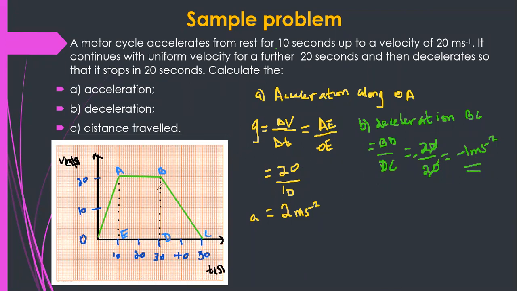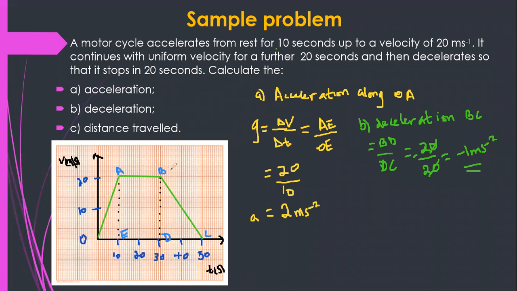So basically, you are taking the gradient of the motion. When you have to calculate the acceleration from a velocity-time graph, we take the gradient of the motion, the first motion along OA here. If you have a line like this, and then the deceleration, you take the gradient also as well. And gradient is just change in velocity divided by change in the time taken for the journey. Okay, so let's calculate the last question, which is distance traveled.